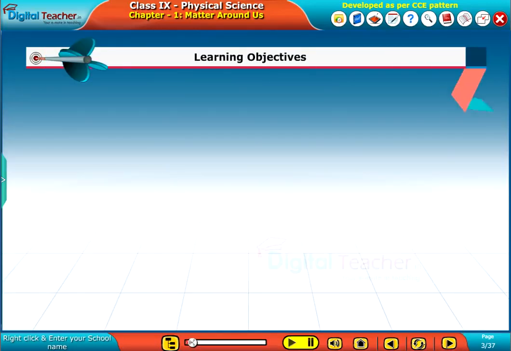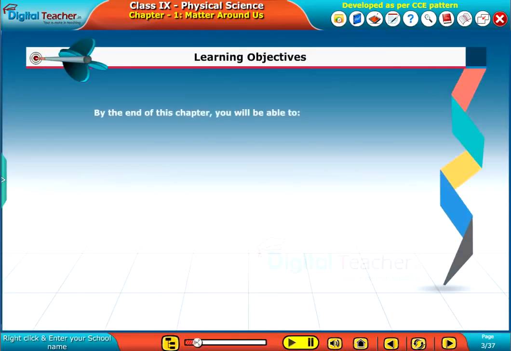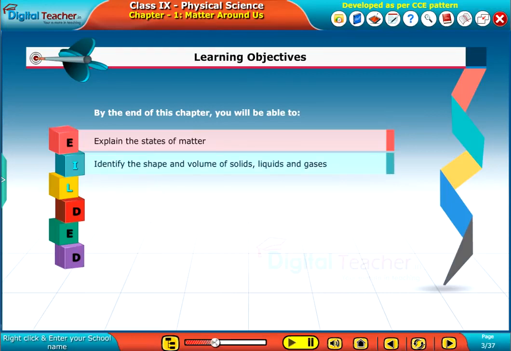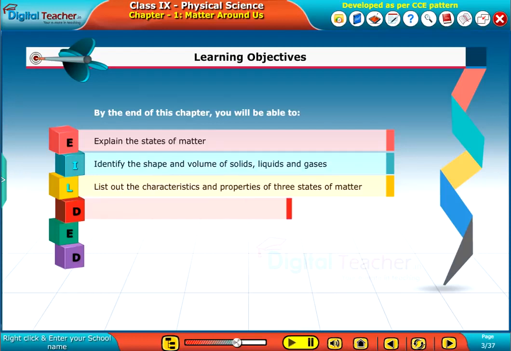Learning objectives. By the end of this chapter, you will be able to explain the states of matter. Identify the shape and volume of solids, liquids and gases. List out the characteristics and properties of three states of matter.